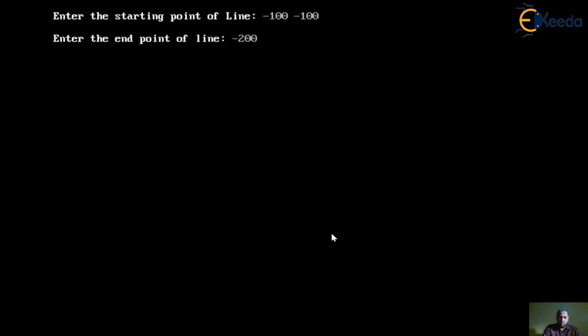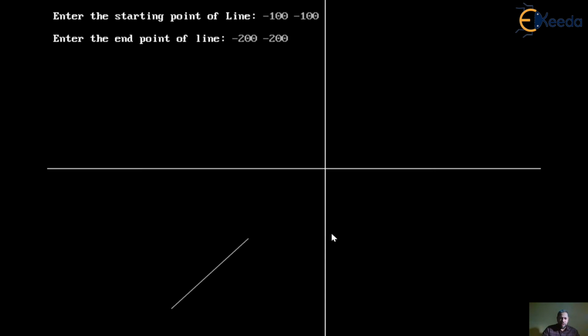From minus 100, minus 100 to minus 200, minus 200. Suppose I am entering minus 100 and all the values. Yes, the output is correct. You can see the output: my line is drawn into the third quadrant, where the value of x is negative as well as y is also negative.